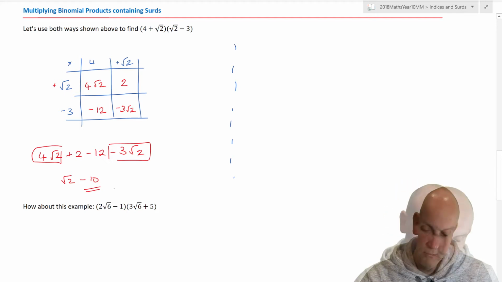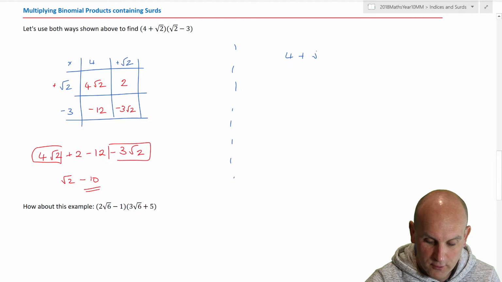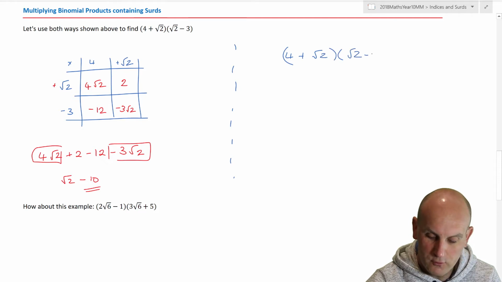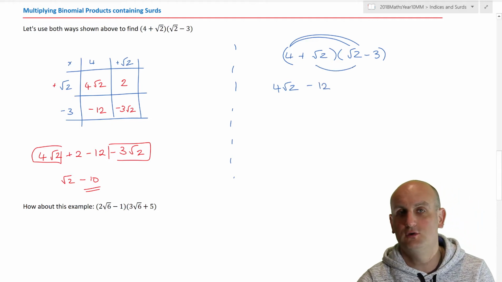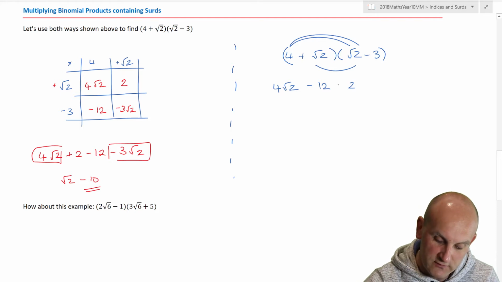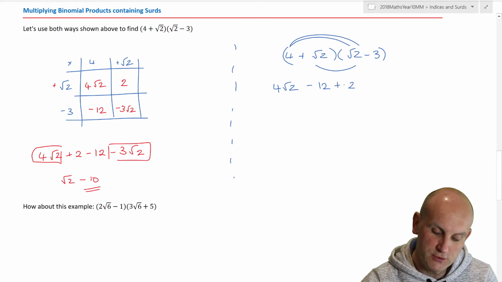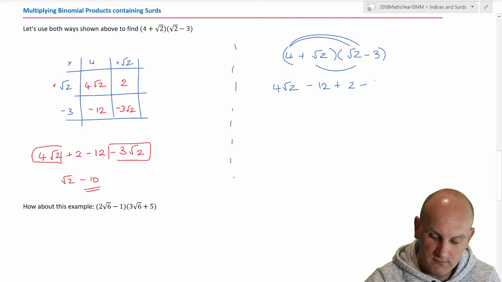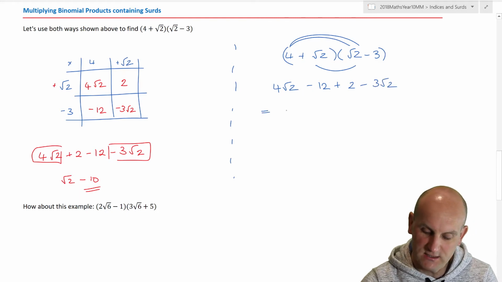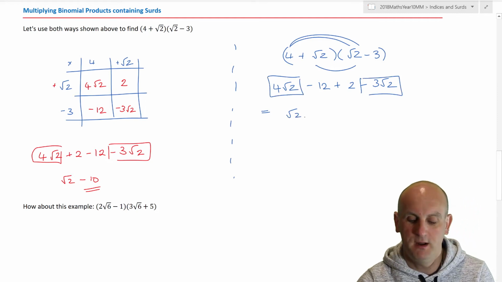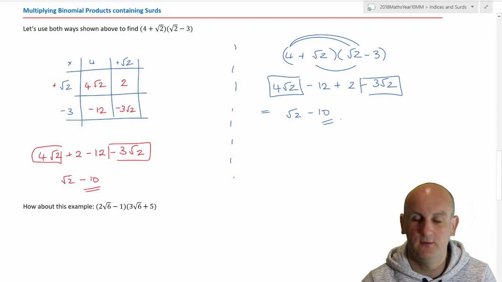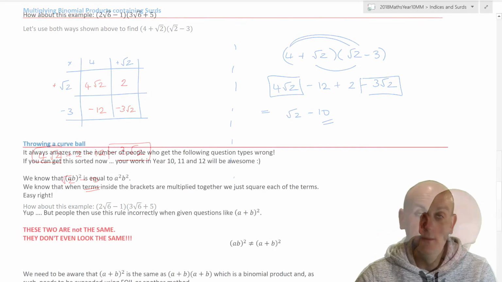How does this work with FOIL? Right, well, we've got 4 plus root 2 and root 2 minus 3. So first gives me 4 root 2. Outside, which is 4 times minus 3, which is minus 12. Inside, root 2 times root 2 gives me 2, and a positive gives me a positive. And root 2 times minus 3 gives me minus 3 root 2. Collecting like terms again, 4 root 2 minus 3 root 2 gives me root 2. And minus 12 plus 2 is minus 10. And we end up with exactly the same answer. Yay!